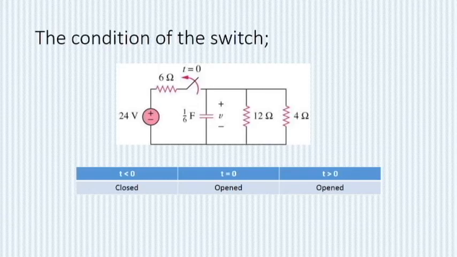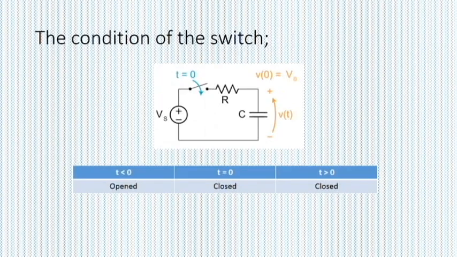Okay, next, the condition of the switch. As we can see for this circuit, the switch is in the closed condition when t is less than 0, and when t is bigger than 0, the switch is open. Next, for the other circuit, the switch is open when t is less than 0, and when t is bigger than 0, the switch is closed.